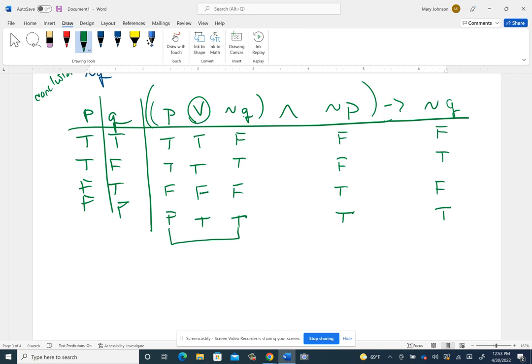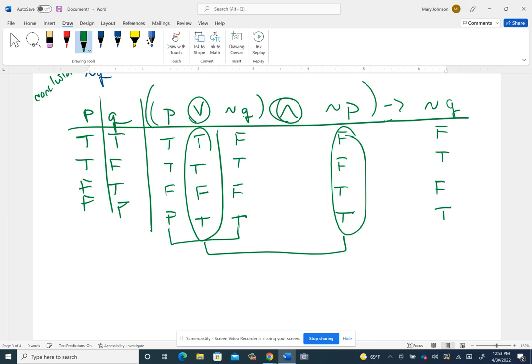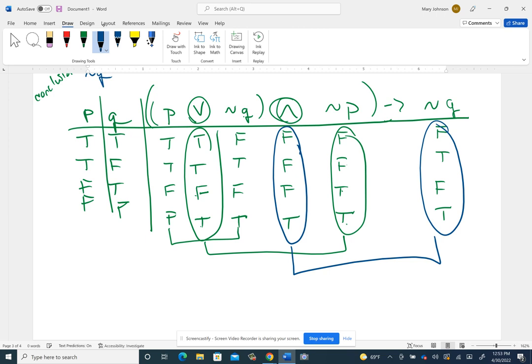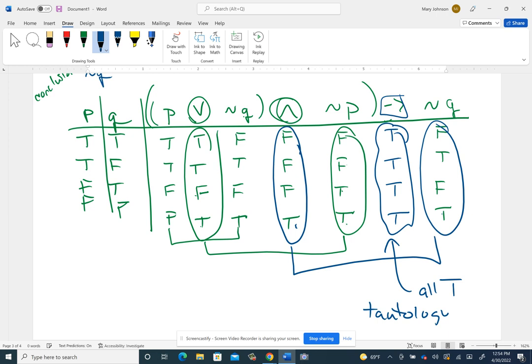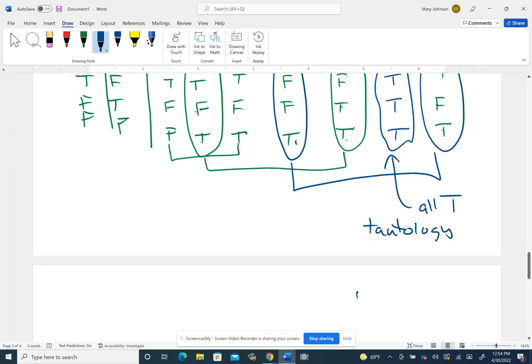Okay. Now I'm going to look at these two right here to come up with this one, the and. They have to both be true. So true followed by false would be false. True followed by false would be false. False followed by true would be false. And true followed by true would be true. Okay, good. Now let me change colors. Now I'm looking at that together with this, and I'm thinking about the conditional, the if then. So anything with a false I know is true, and then true followed by true is also true. All right, so this right here, all T, so it's a tautology, so the argument is valid. I'll write it over here. So that's a valid argument.